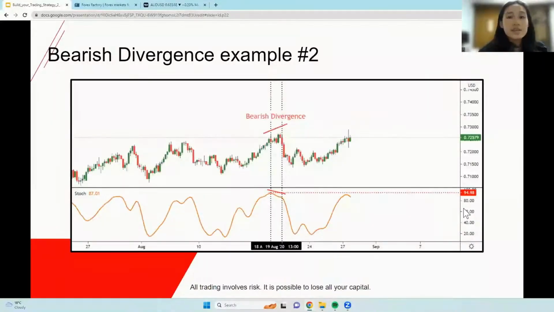Okay, another example here, but this one is just on a smaller scale. You can see that even if the difference in price is pretty small, it can also work. For stochastic, it's giving us a lower high, and on the price chart, it's making a higher high. So we can expect price to continue to drop.